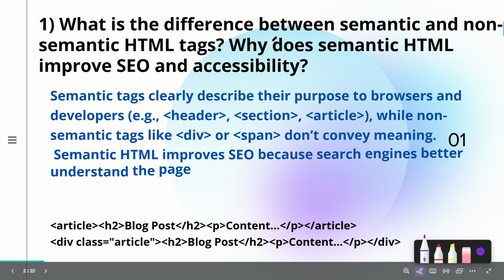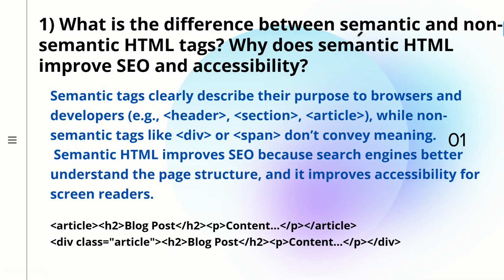The first question which was asked in the interview was, what is the difference between semantic and non-semantic HTML tags, and why does semantic HTML improve SEO and accessibility? So let's see how you can answer this question. So what are semantic tags? Semantic tags are the tags which clearly describe their meaning to the browser and the developers.